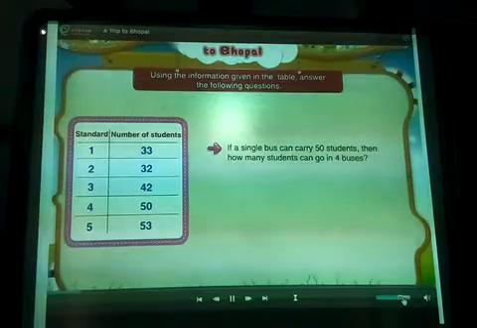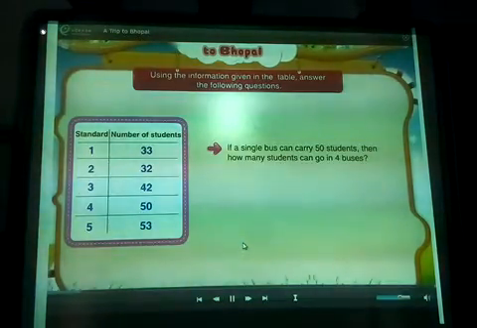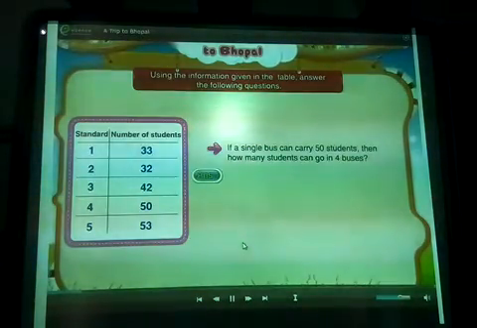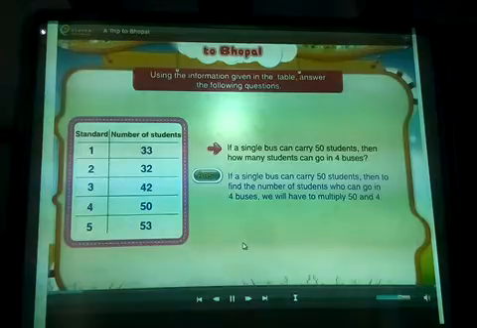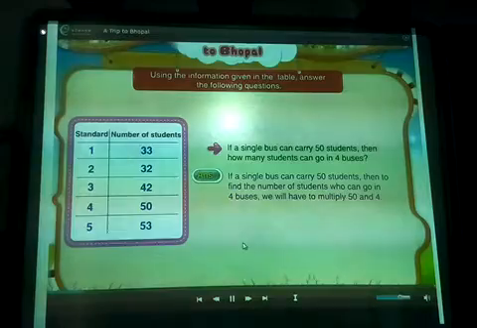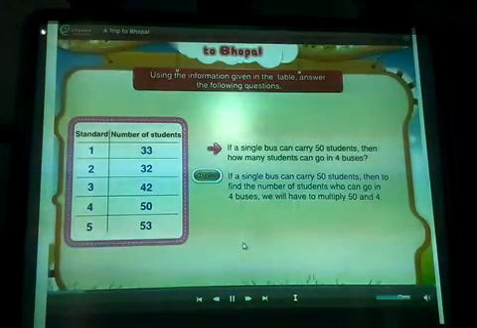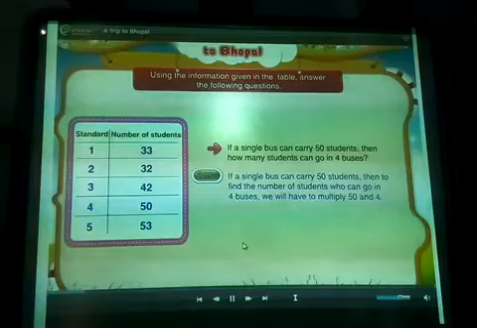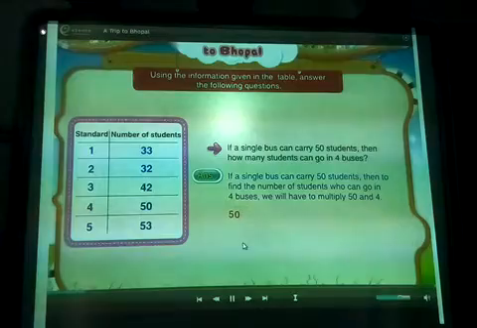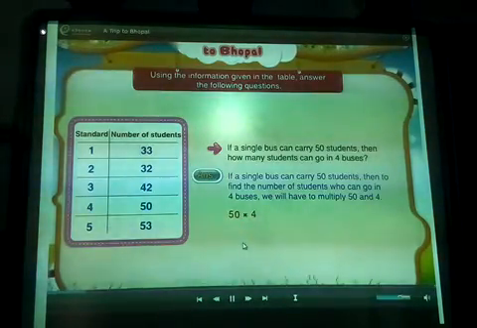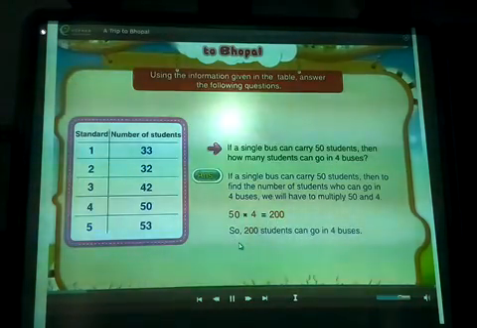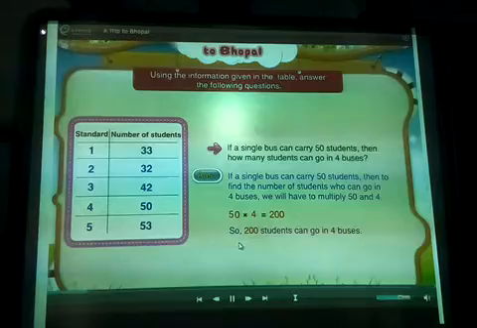If a single bus can carry 50 students, then how many students can go in 4 buses? If a single bus can carry 50 students, then to find the number of students who can go in 4 buses, we will have to multiply 50 and 4. Product of 50 and 4 is equal to 200. So, 200 students can go in 4 buses.